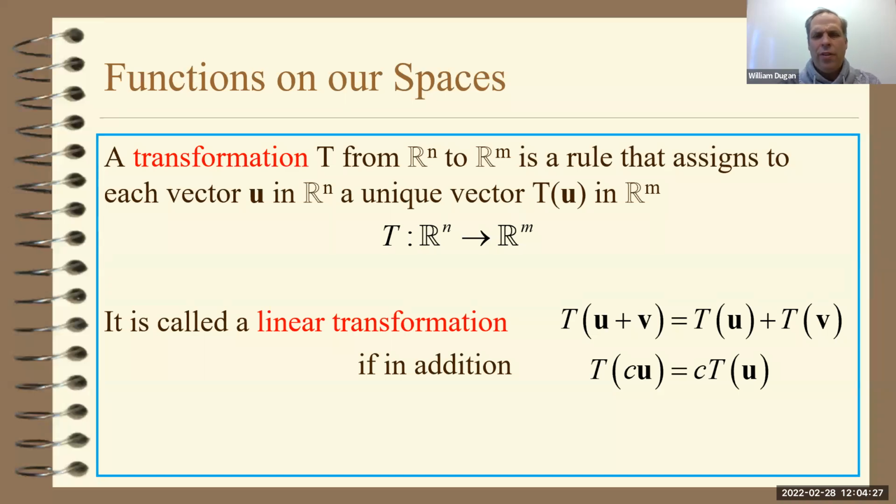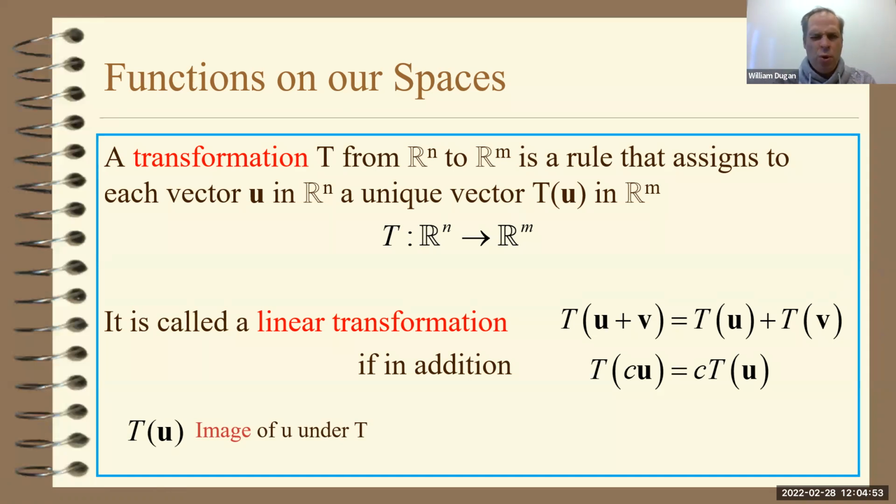Now, there's a bunch of other things here that you need to know. One is that if you take a vector u in Rn and you compute T of that, there's a name for that. It's called the image of u. It's also given other names. It's called the output of u under T. It's another way to say the same thing.